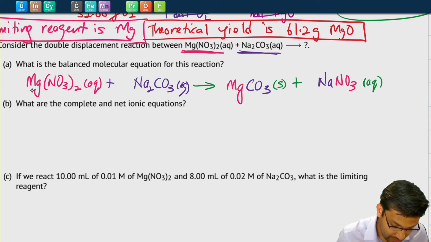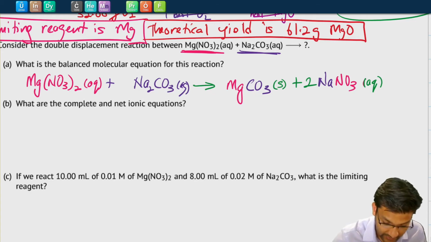We have 1 magnesium on the left, 1 magnesium on the right, that's okay. We have 2 nitrates on the left, but only 1 on the right, so let's make that a 2. That means we now have 2 sodiums on the right. We have 2 sodiums on the left, that's okay. We have 1 carbonate on the left, 1 carbonate on the right, that's okay. So this is all balanced. All we needed to do was put a 2 right there.